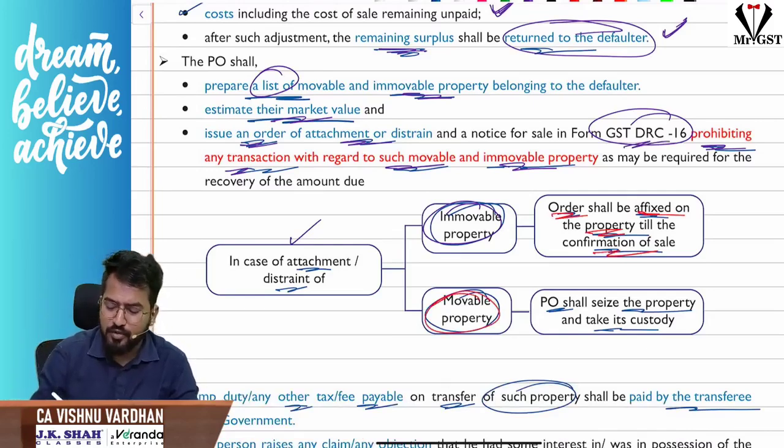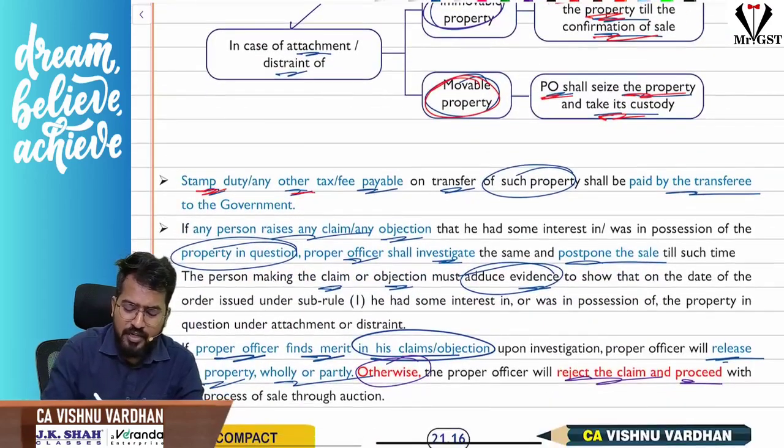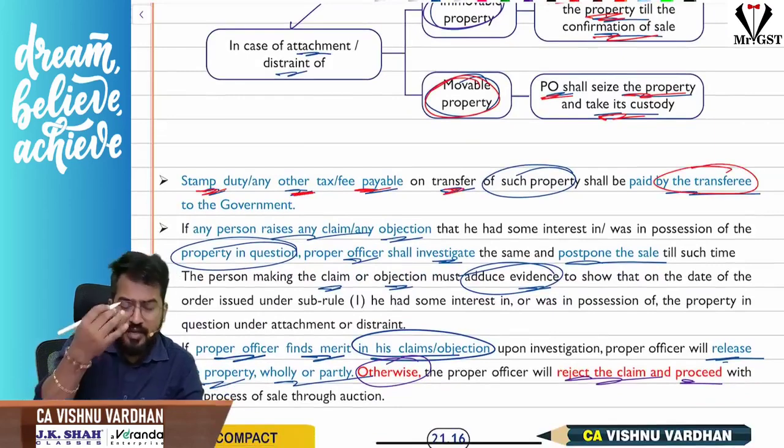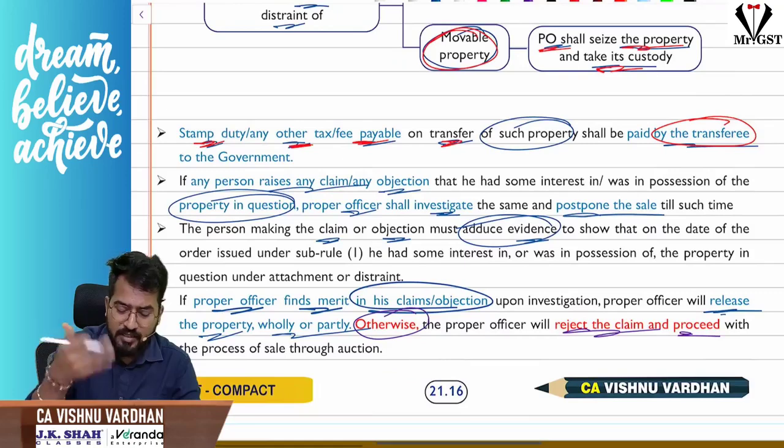If it is related to movable property, the proper officer shall seize the property and take its custody. Obvious. Next, any stamp duty or any other fees or taxes payable on transfer of such property shall be paid by the transferee to the government. So whoever is buying, that person will pay.